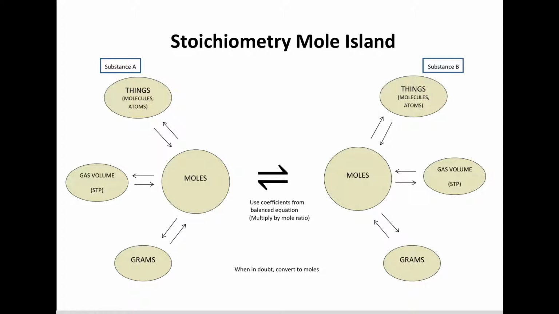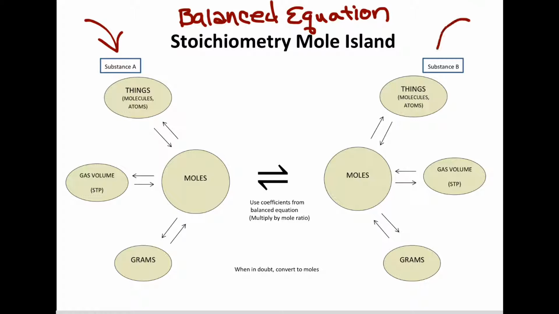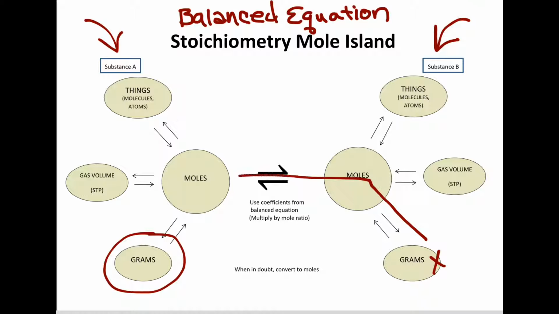Okay, just a quick review. It's helpful to put your balanced equation on top and then mark down what is substance A and what is substance B. And then you should plug in what you're given, which could be anywhere on the map. Let's say it was grams, and then circle where you want to end. Let's say it was grams of substance A. And then you should just go from what you're given through the map to what you want, and it's that easy.